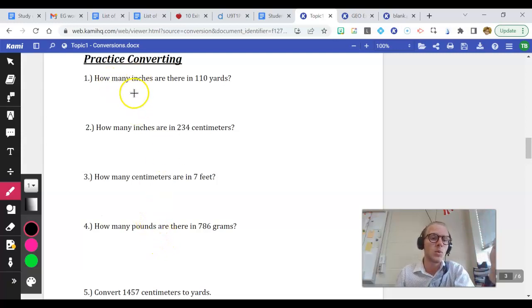So we have: how many inches are there in 110 yards? So 110 yards is what we are given. That is our starting point. If you think back to our weeks and minutes example, this would be the weeks. So we start with 110 yards. Okay, there's 110 yards. We want to multiply that by the next smallest unit. Okay, so if we think about yards, the next smallest thing would be feet.